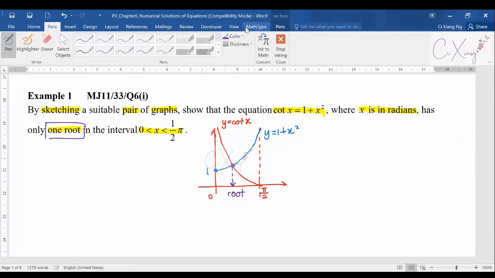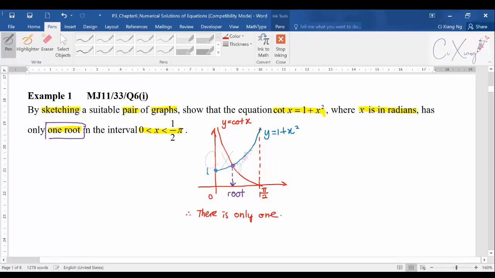All right, and then usually I will make a simple conclusion on this: there's only one root in the interval from 0 until pi over 2.